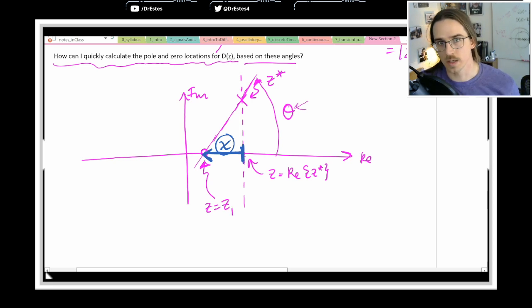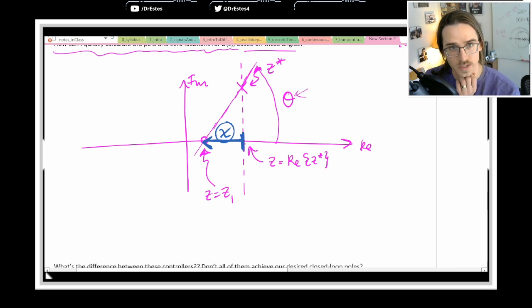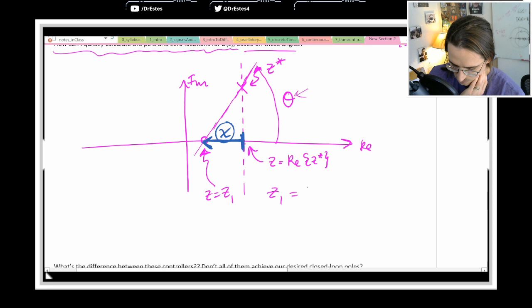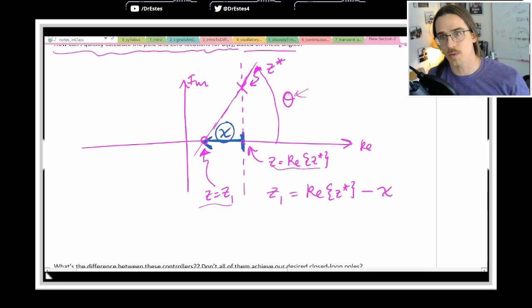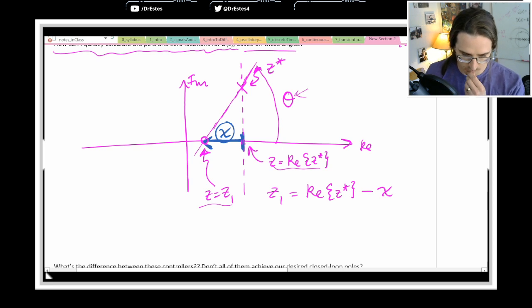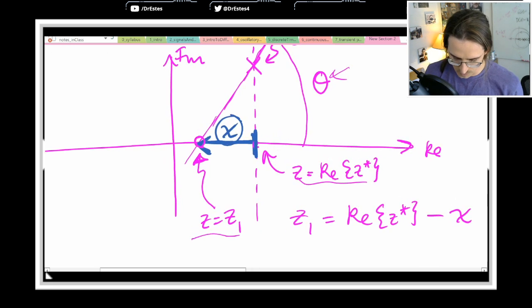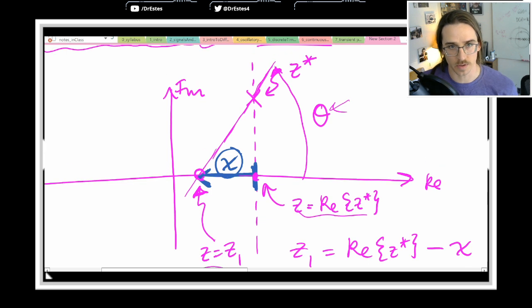We're going to use a tangent here. So the formula for z1 is the real part of z star minus x. So if we can figure out what x is, we'll subtract it from here, and that'll bring us over to z1. So we have to figure out what x is here.